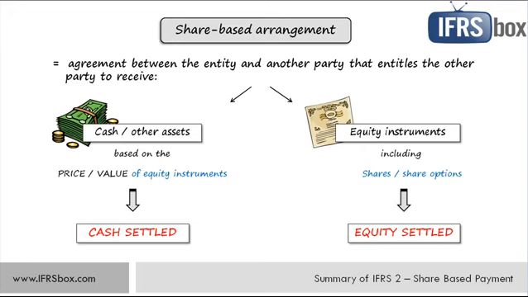treatment depends on it. There could also be some vesting conditions, and these are some service or performance conditions that the other party must fulfill before being entitled to share-based payment. For example, directors might be entitled to receive the shares of the company after 5 years of their service. These 5 years are a vesting condition.